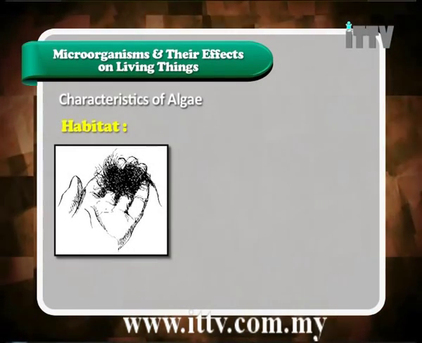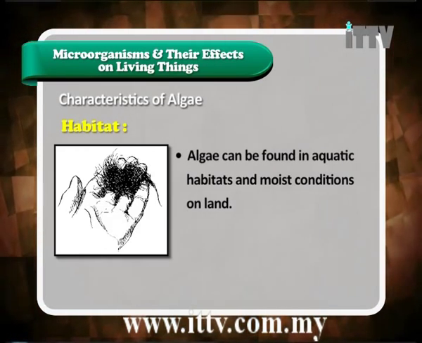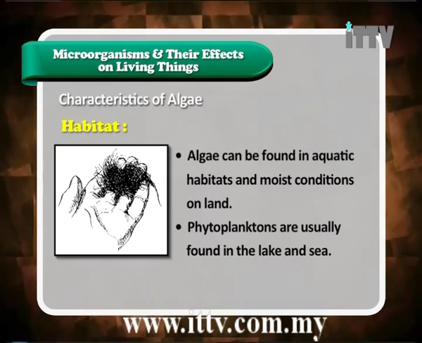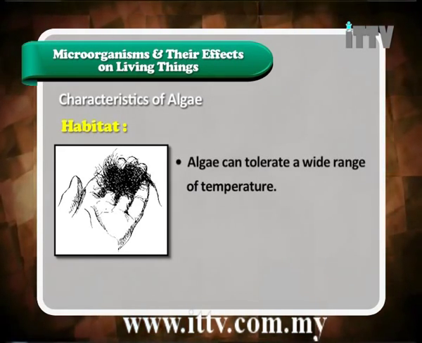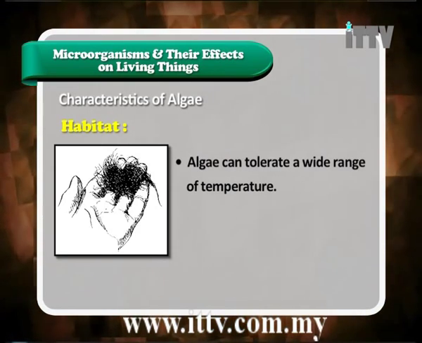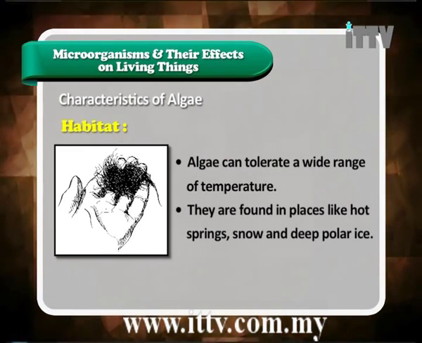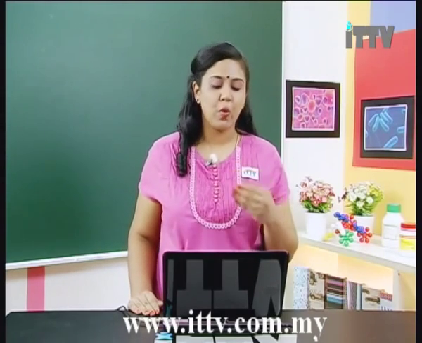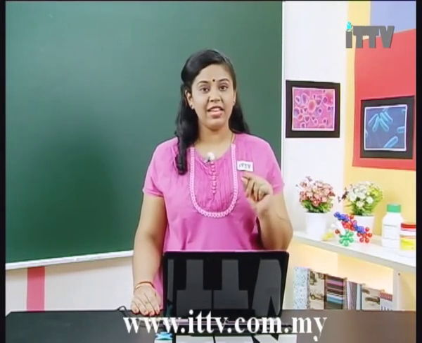Characteristics in terms of habitat. Algae can be found in aquatic habitats and moist conditions on land. Phytoplanktons are usually found in the lake and sea. Algae can tolerate a wide range of temperatures. They are found in places like hot springs, snow and deep polar ice. Here we have to highlight that algae actually live in aquatic habitats and moist conditions, and they can be found in places like hot springs, snow and deep polar ice. They can go into extreme conditions.